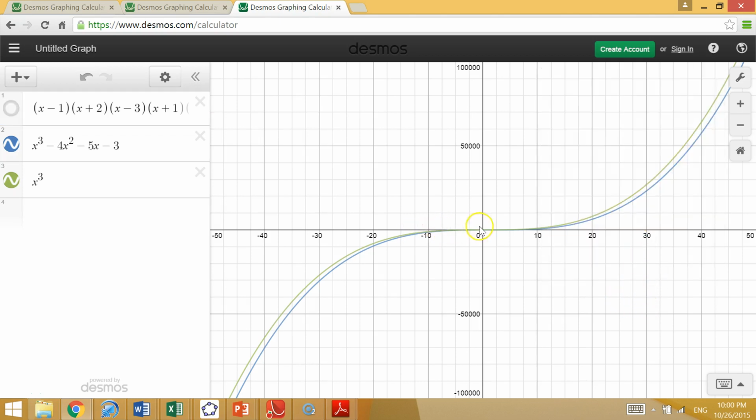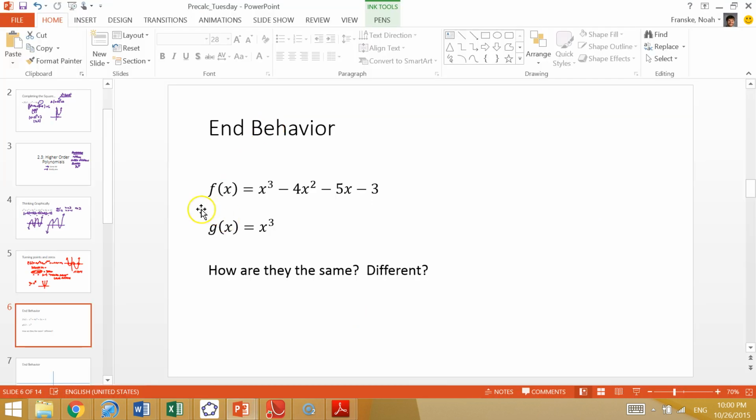So we see in the middle, now we can hardly even tell the difference. I mean, at the ends, it's really looking like those functions are getting close to being the same thing. So that x cubed out there is really what's going to change the end behavior of our function, just that leading term.